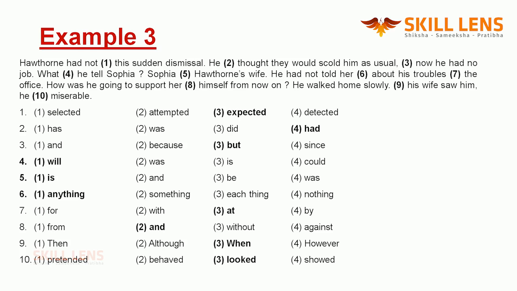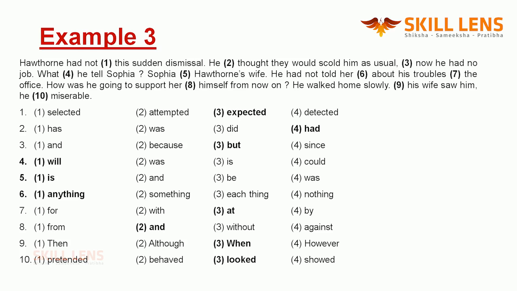The eighth blank. How was he going to support her dash himself from now on? When you look at the options, you understand that it must be a conjunction. We are talking about two things and we need to connect them. Right? So here we are using and. So how was he going to support her and himself from now on? And is a conjunction we use to add information. And as such, we have used and as the answer for blank 8.